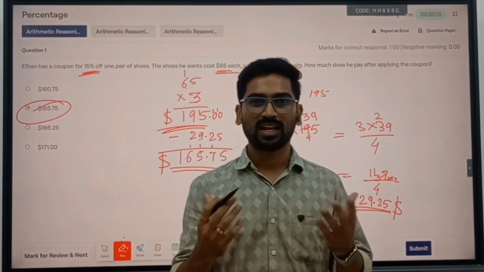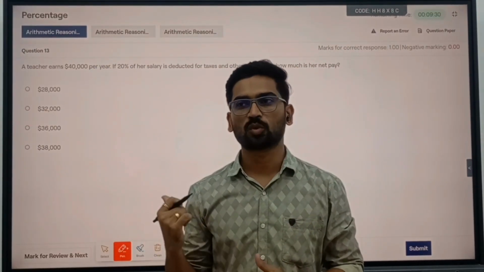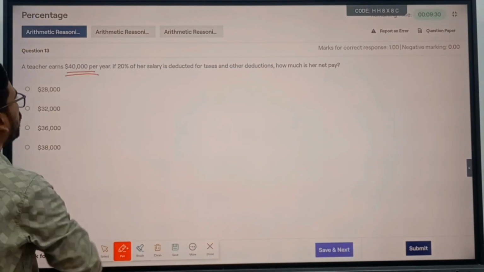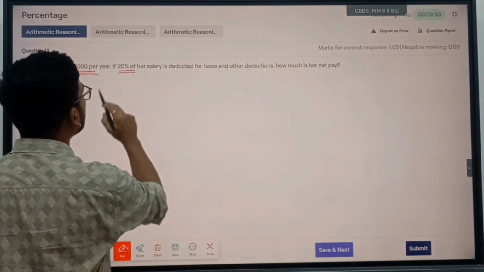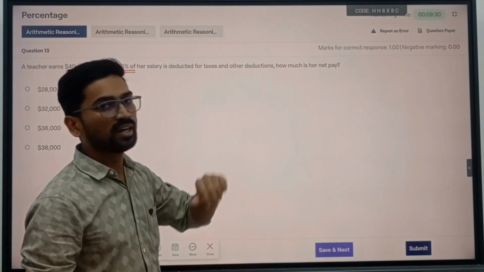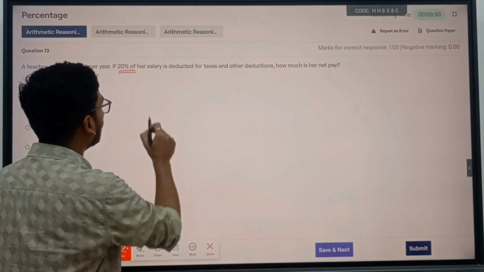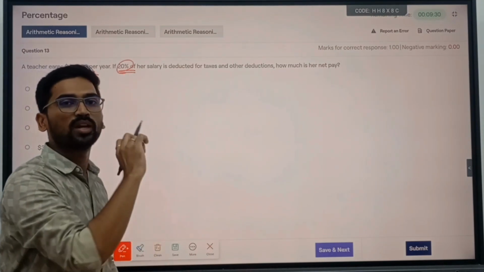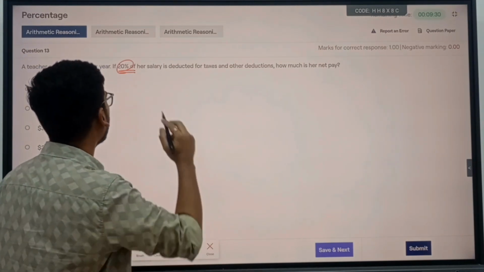Moving on to our next question. Question number 30 says, a teacher earns a $40,000 salary per year. If 20% of her salary is deducted for taxes and other deductions, how much is her net pay? Now the teacher is getting $40,000 per year, but 20% is deducted at source. We first need to calculate 20% of $40,000 and subtract that 20% from 40K. How to do that?